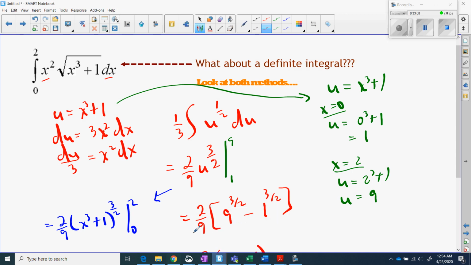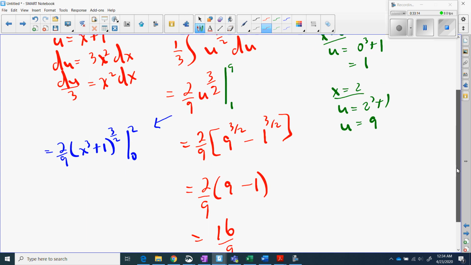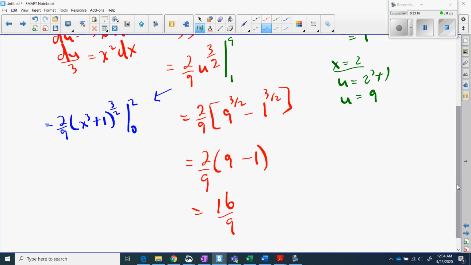0 to 2, x squared, square root of x cubed plus 1. And, oh, I know why right here. This should have been 27. That's why I missed having you guys fix all my mistakes for me.